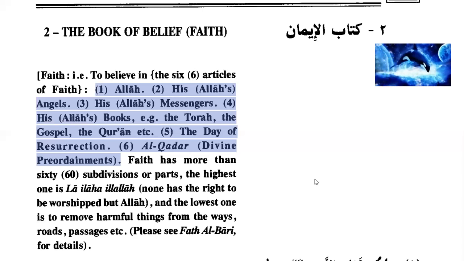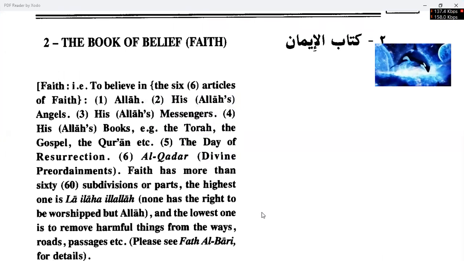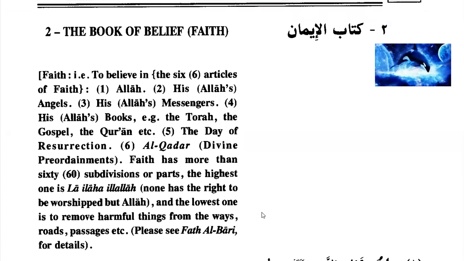Then fifth, believe in the day of judgment. What should I write? Believe in the day of judgment. Okay. Then the sixth is believe in destiny.